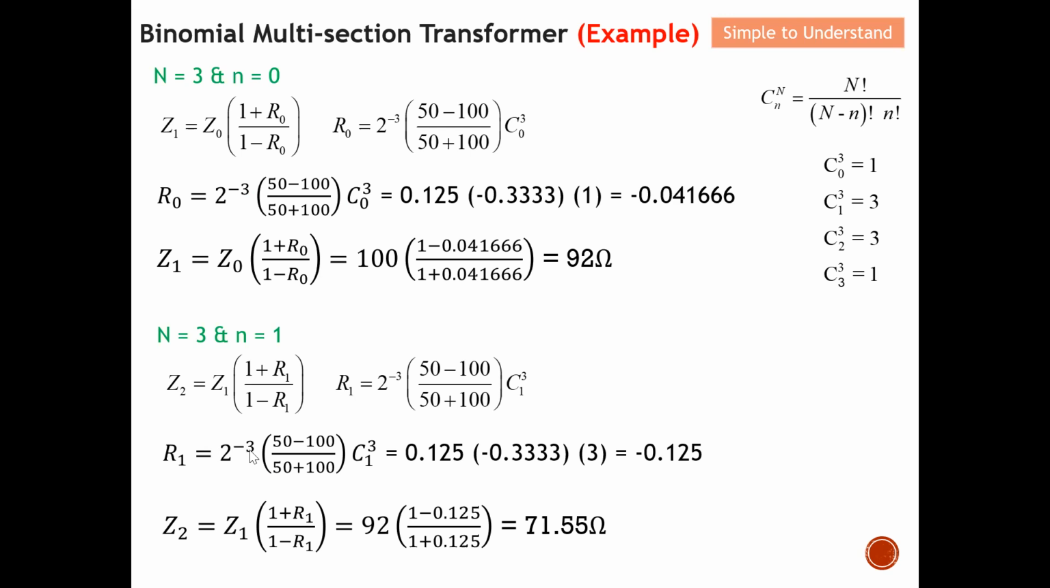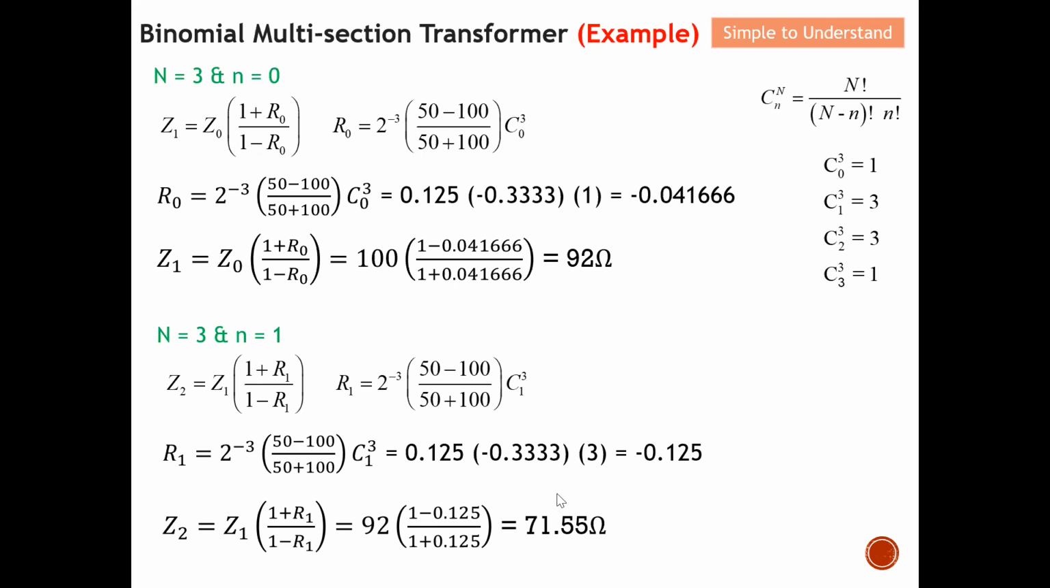So this R1, 2 minus 3, everything is still the same, except this part here, it slightly changes. So basically, it will be using this C13 will be equal to 3. So from here, if you punch your calculator, you should be able to arrive at this minus 0.125. So again, from here, you can start to calculate your Z2 impedance. The Z1 will be equal to 92 here. And then this 1 plus R1 will be the value here. How you get it, I guess you should be able to know.